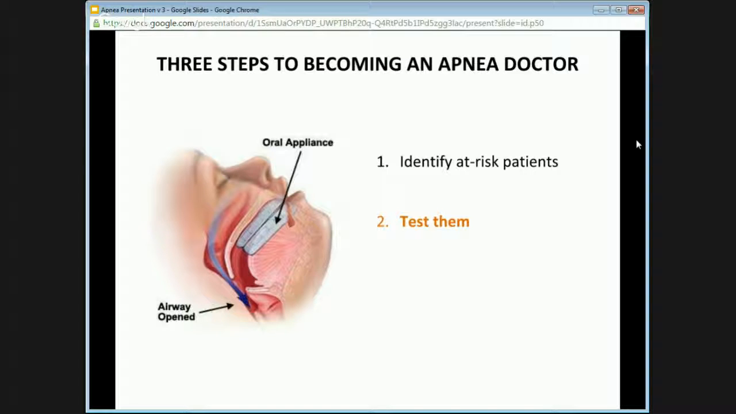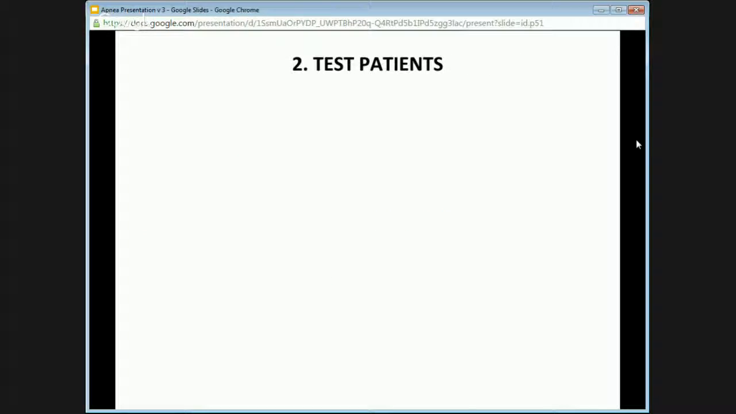Okay, so now you've identified them and you found that they're at risk. Well, Rob, what do we do next? Well, good. Here's the next thing. Here's what you want to do next, okay? We want to get them tested. Now, there's typically 2 ways to test a patient. Number 1, traditional sleep center.